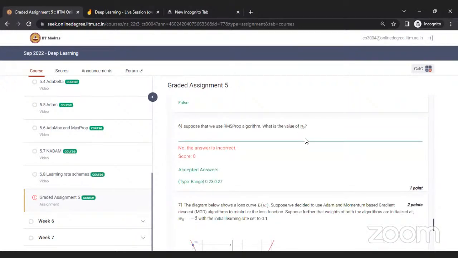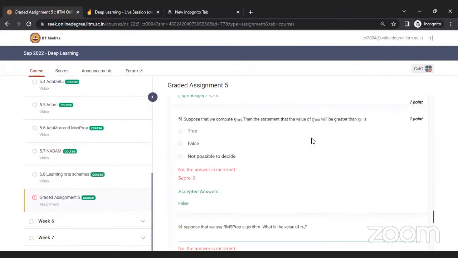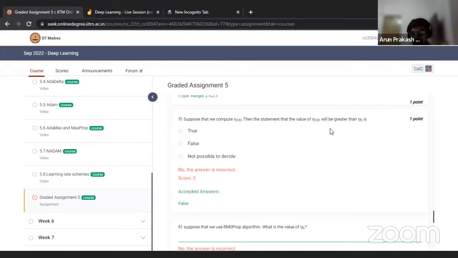But sir, can you go to question number 5? When we are doing this with Adagrad, my VT is always going to increase, right? So why will eta 100 not be greater than eta 6? Because my value is also going to increase, correct? Yeah, see, we are now talking with respect to Adagrad.